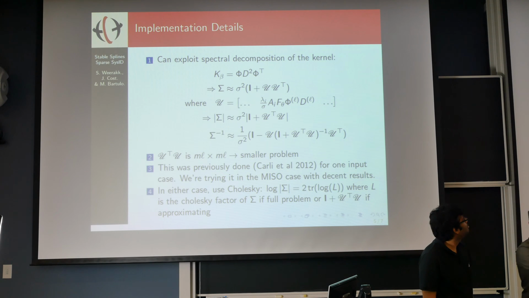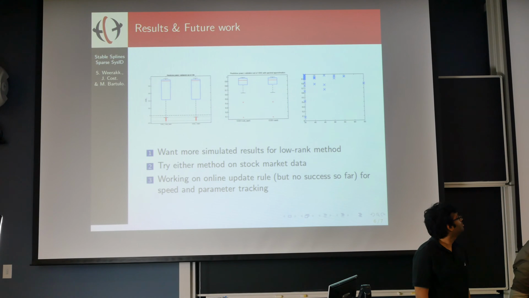But what they also mentioned in a kind of a blurb at the end is that you can exploit the spectral decomposition of this kernel. And they've done this for a single input case, but they hadn't done it for this big multiple input case that we're looking at. So that's what we implemented. And we found that we have these 3 graphs here.